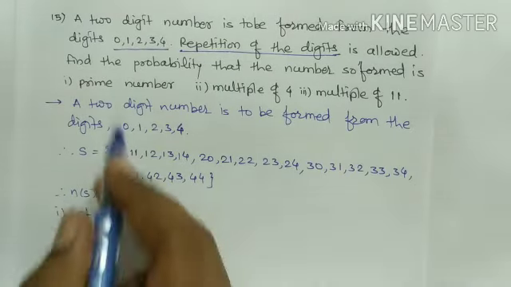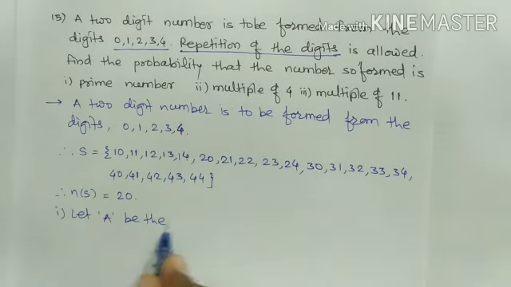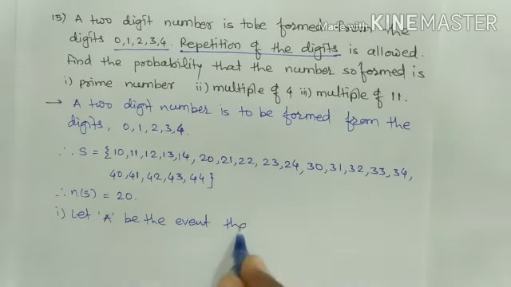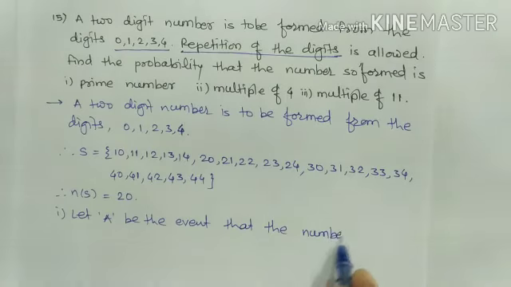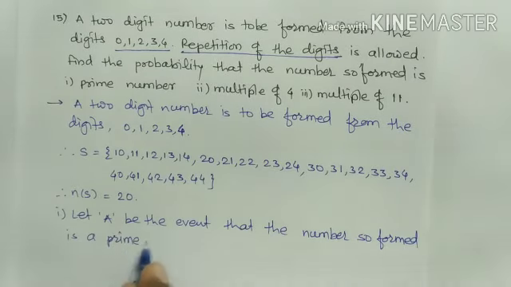Let us take a letter for it. Let A be the event that the number so formed is a prime number.